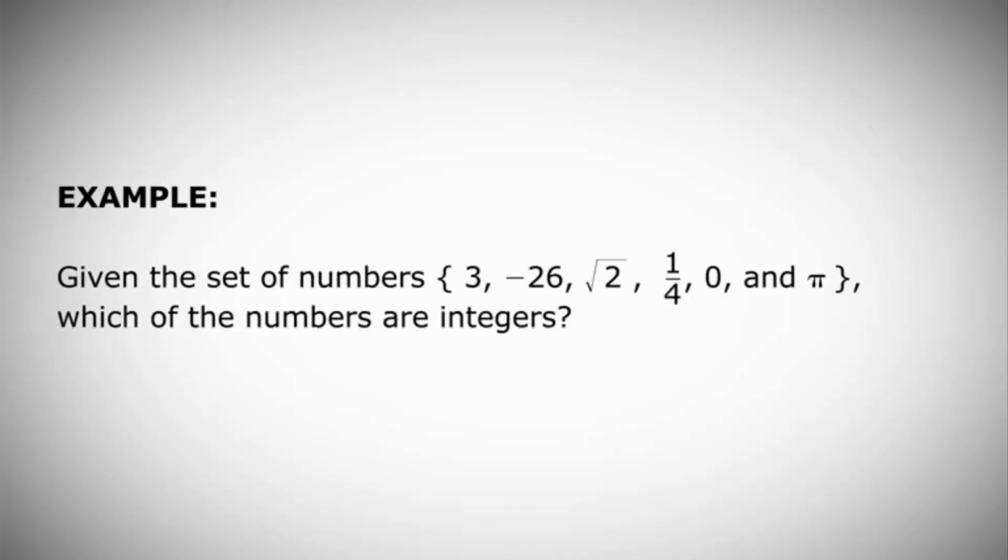Now, which of the numbers are positive? Okay, now we have a few more numbers: 3, square root of 2, 1/4, and pi. Notice that I didn't ask for positive integers, I asked for positive numbers. So we included the square root of 2, 1/4, and pi.